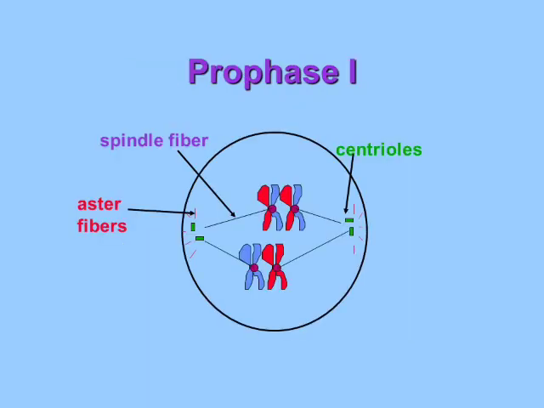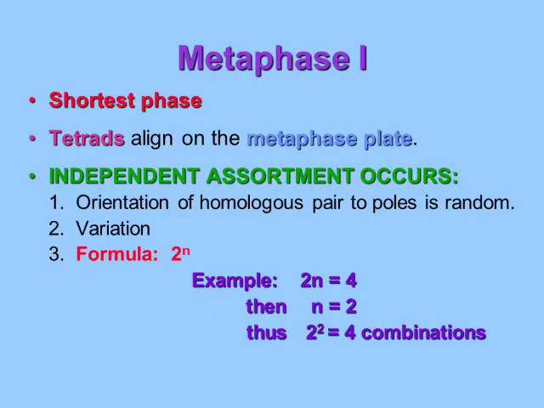During prophase I, the complex of DNA and protein known as chromatin condenses to form chromosomes. A large structure called the meiotic spindle also forms from long proteins called microtubules on each side or pole of the cell. Between prophase I and metaphase I, the pairs of homologous chromosomes form tetrads. Metaphase is the shortest phase. Tetrads align at the metaphase plate.